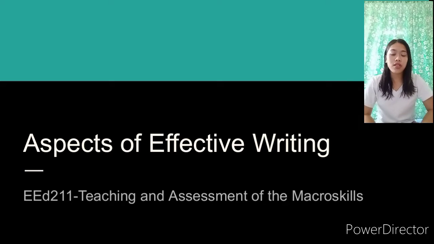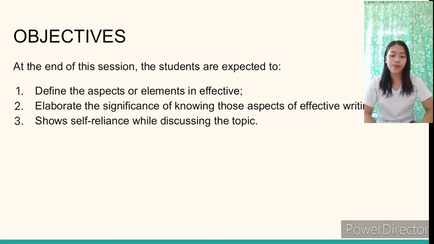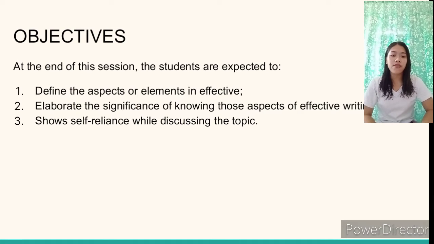So let us first have the objectives. At the end of this lesson, the students are expected to define the aspects or elements in effective writing. Next, elaborate the significance of knowing those aspects of effective writing. And the third one is to show self-reliance while discussing the topic.